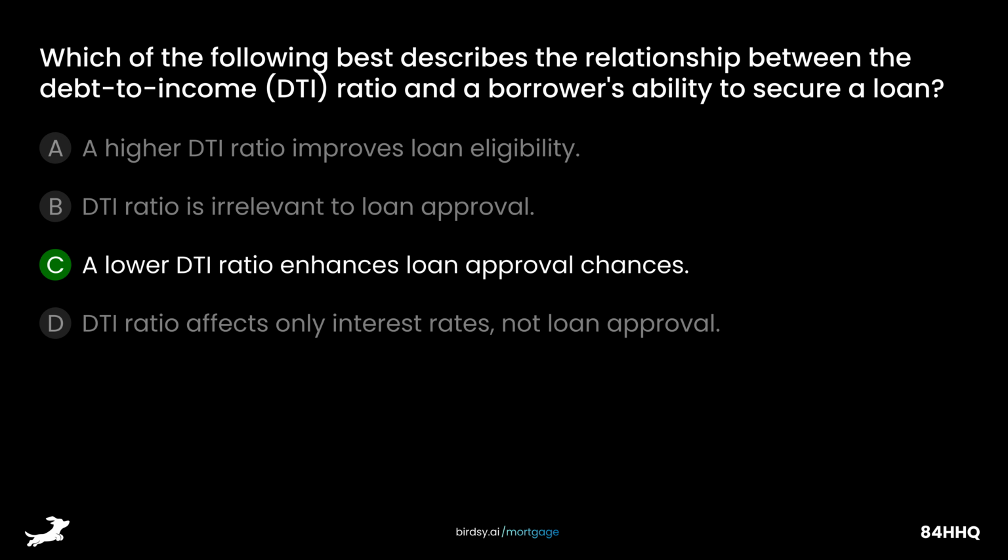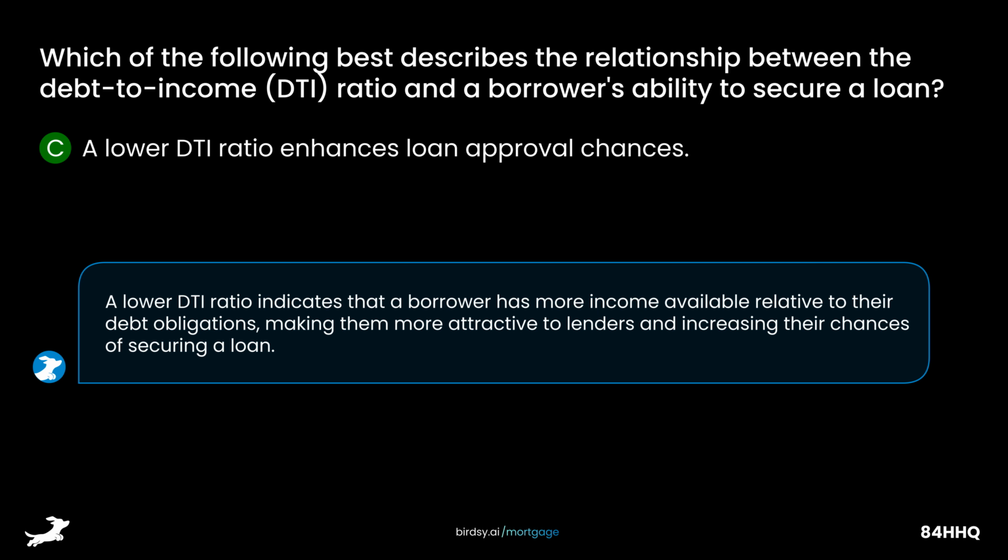The answer is C, a lower DTI ratio enhances loan approval chances. A lower DTI ratio indicates that a borrower has more income available relative to their debt obligations, making them more attractive to lenders and increasing their chances of securing a loan.